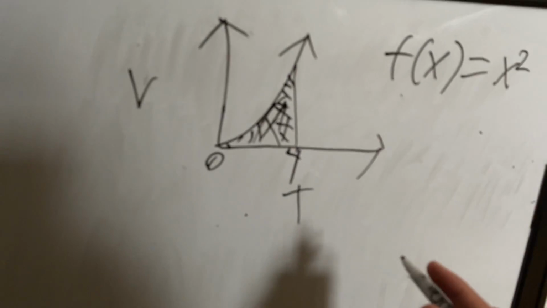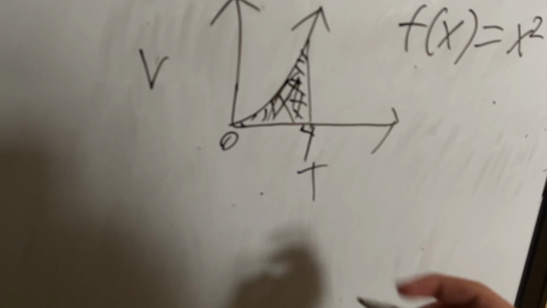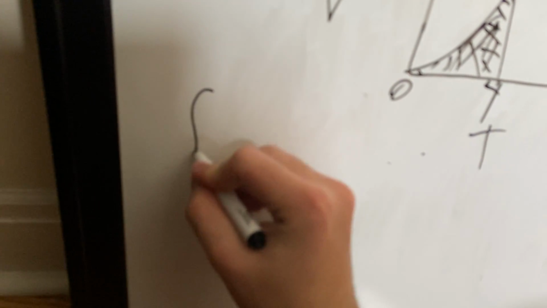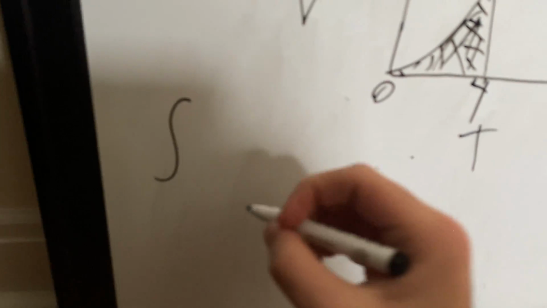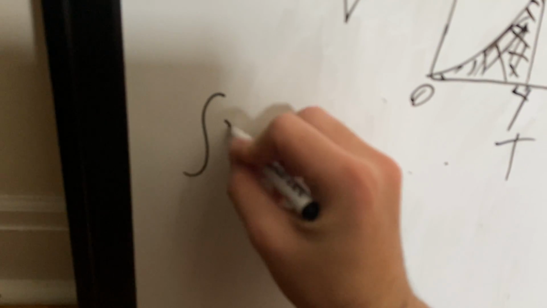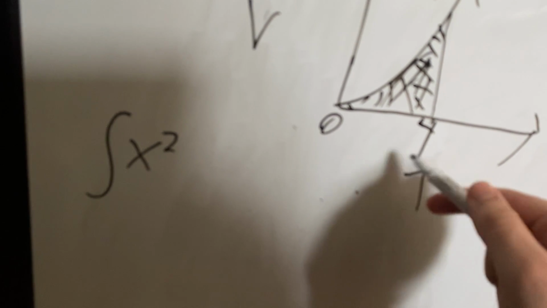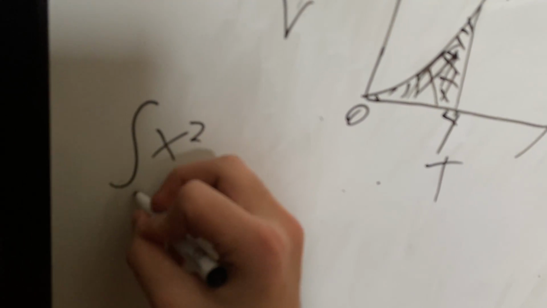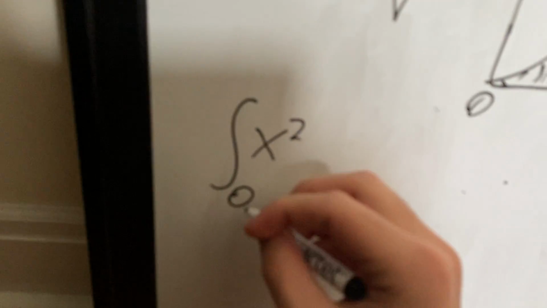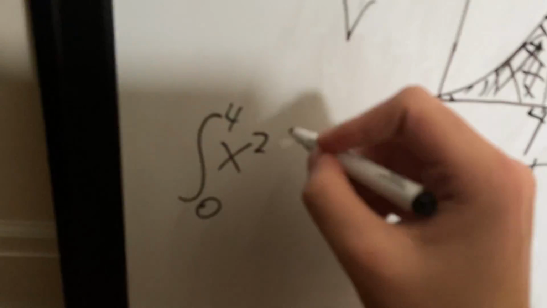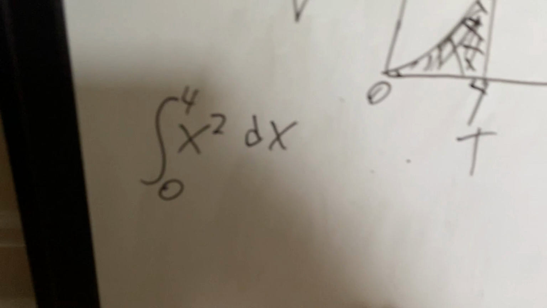So what we would have to do to solve this is make our integral. So we have this bad boy, and we want to integrate x squared. But we want to integrate x squared from 0 to 4. So this is our lower bound. We put it at the bottom, and our upper bound is 4. And we need to write dx.